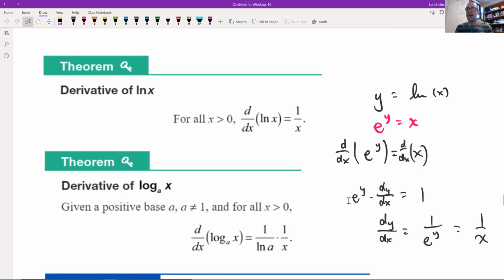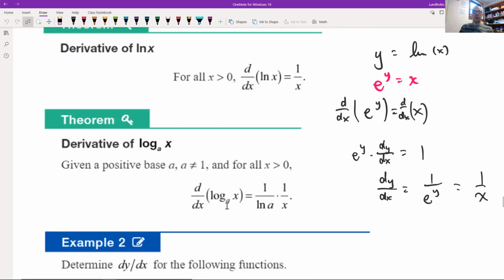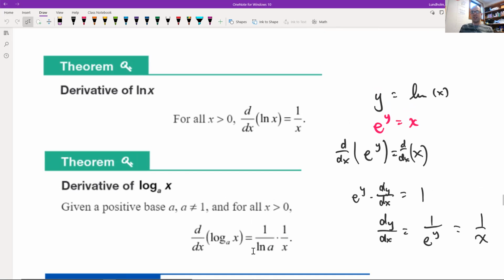Dividing both sides of this equation by e to the y gives us 1 over e to the y, but remember, e to the y is equal to x, and we're able to just make that substitution back in to get a nice cleaner formula for the derivative. And that's actually a cool way to show that the derivative of ln of x should be 1 over x. And very similarly, when you're looking at log base a, that's just off by a factor of 1 over ln of a, but it's still 1 over x as the main function. Cool.